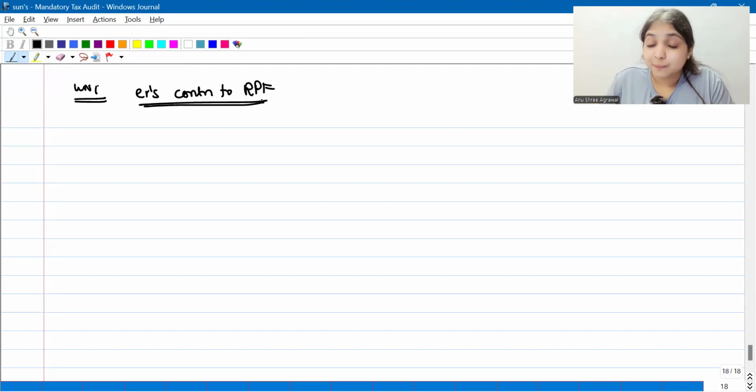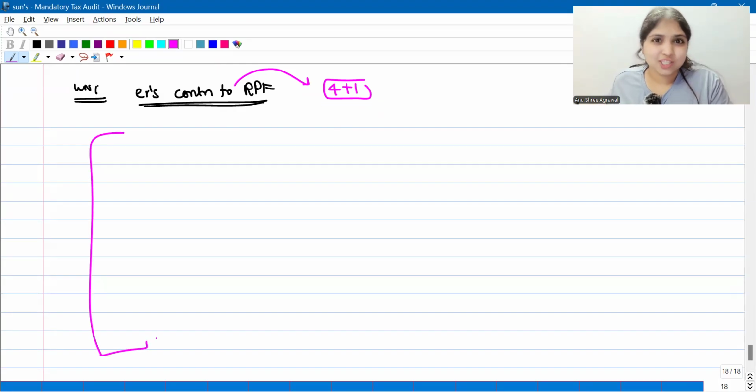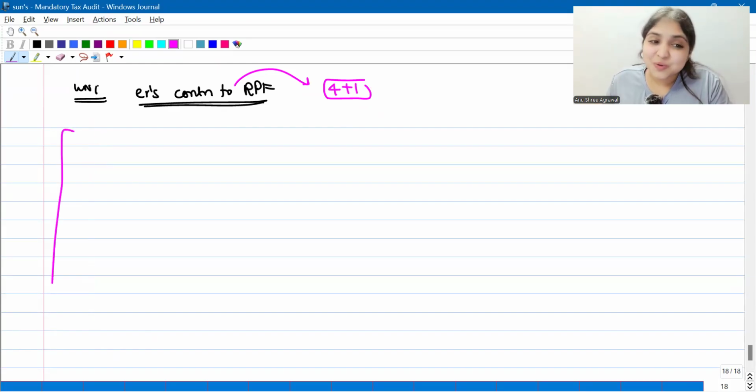Now, how do you do the computation? I always tell students, remember the small tip 4 plus 1. So 4 steps plus 1 step. That is how you do your employer's contribution to RPF working note. If you remember like this, you just won't miss a step. You'll get all your step marks and you're literally hand holding the examiner through your answer paper. And that is what we want. So what is this 4 plus 1?